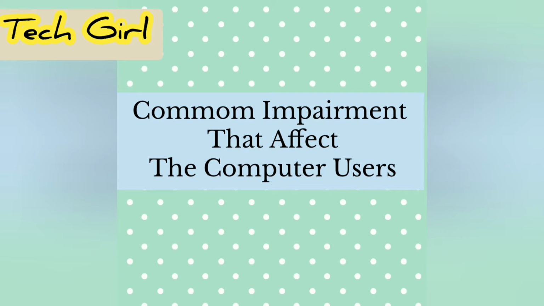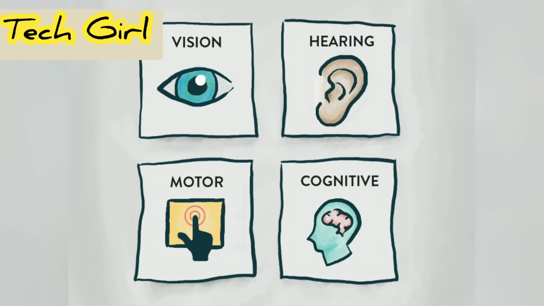So we will discuss some of the common impairments that affect computer users, and impairment and disability mean the same. Don't get confused. The first impairment is vision impairment, also known as visual impairment. The second one is hearing impairment. The third one is motor impairment, also known as physical impairment. And the last one is cognitive impairment, also known as learning disabilities. So vision and visual impairment mean the same, physical and motor impairment mean the same, and learning disability and cognitive impairment mean the same.